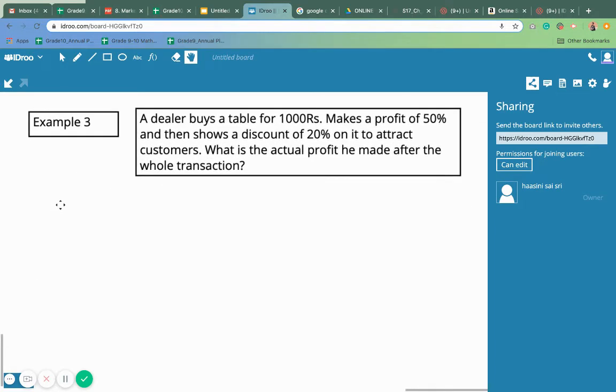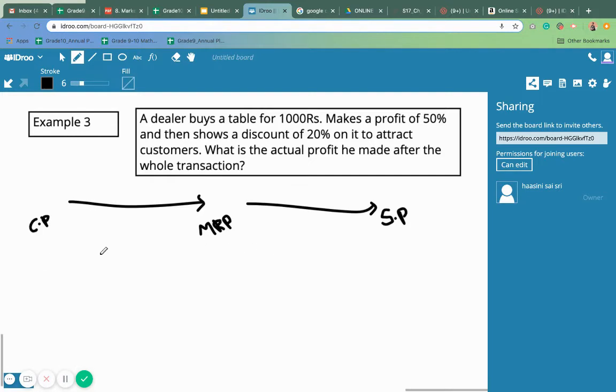In this example, I first have to make my flowchart. In my flowchart, I have made the cost price, then the MRP, then the SP. A dealer buys a table at 1000 rupees. So I note that the cost price of the dealer is 1000 rupees. This is what he is buying it for. Then he is making a profit. A profit of 50% means I am going to add 50% to this CP. That's when I get my MRP.